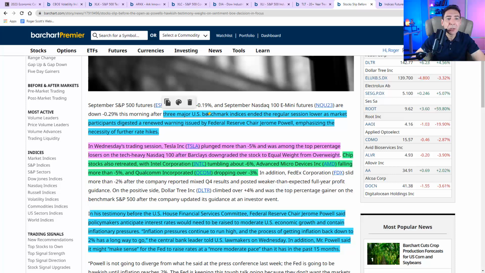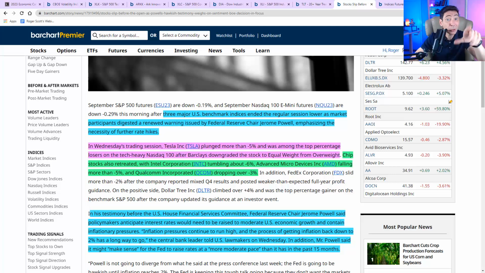So three major U.S. benchmark indices yesterday ended the regular session lower as market participants digested a renewed warning issued by Federal Reserve, squirrely Powell, emphasizing the necessity of a further rate hike. And folks, it was just a pause. And he said something: what we do and the rate that we do it at are completely two different things. That said a lot yesterday. I'm paraphrasing him, but that said a lot. What he's saying is, just because we don't raise rates consecutively, it doesn't mean we're done. You understand? So get that out of your head.